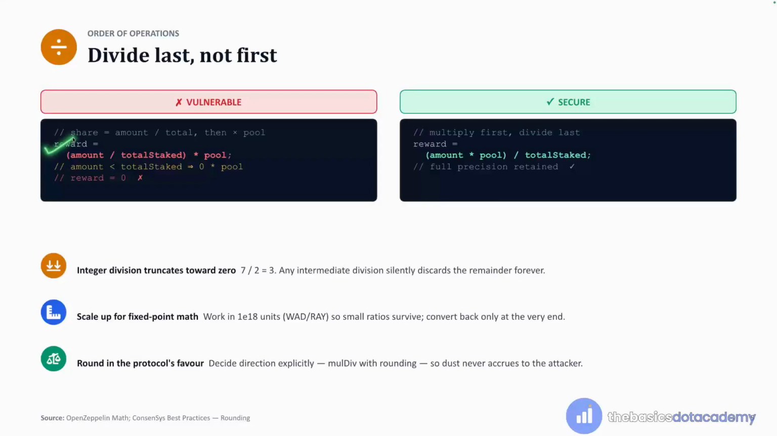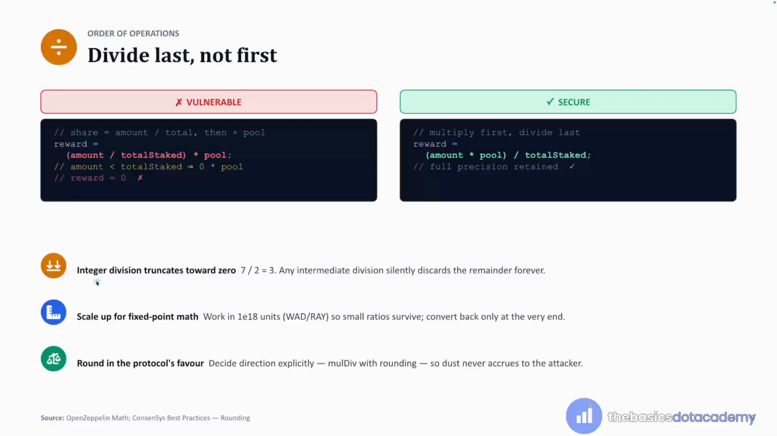Reward is being calculated as amount divided by total staked into pool. What if the amount is less than total staked? Since Solidity supports only integer types, when amount is less than total staked, the calculation will be equal to 0 and the reward will become 0. So what should you do? You should always do multiplication first and then at last divide.